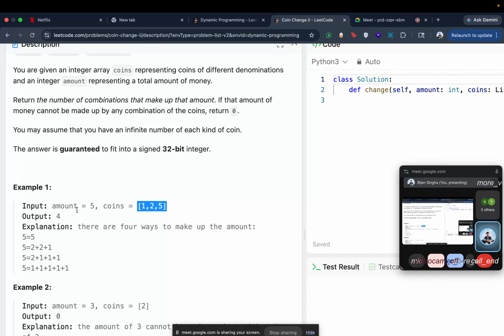There are 4 ways. For example, 5 you can make with 5 also.